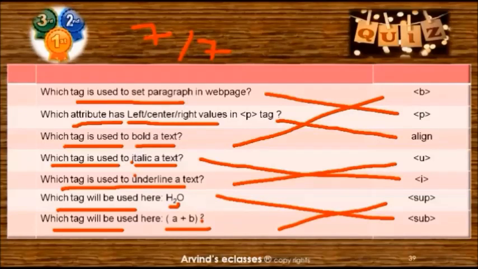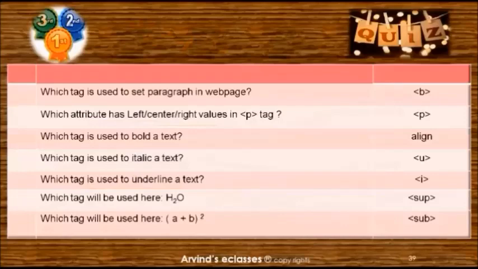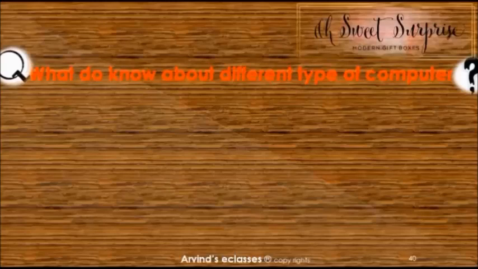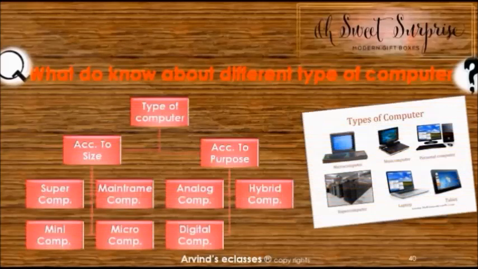So next, let us see what is there. And the next is a surprise. And the surprise is, what do you know about different types of computers? Do you know we have different types of computers? Can you explain? Then I give you 5 seconds. Just think of it. 5, 4, 3, 2, 1. And this is your answer.